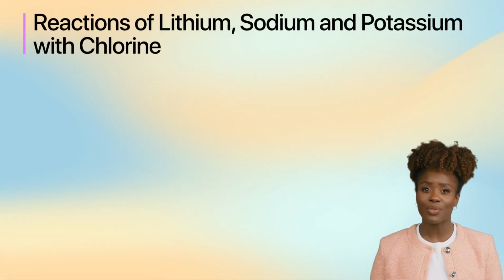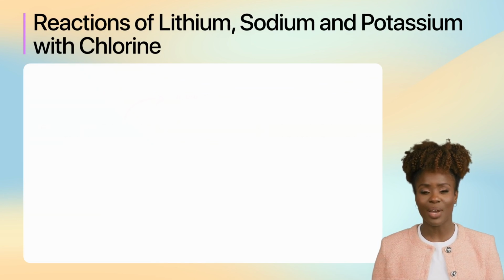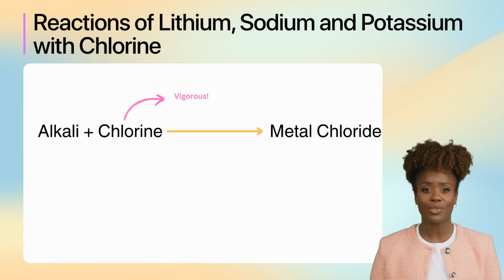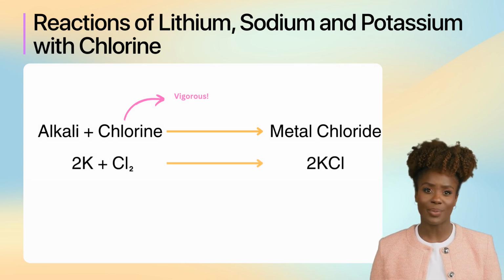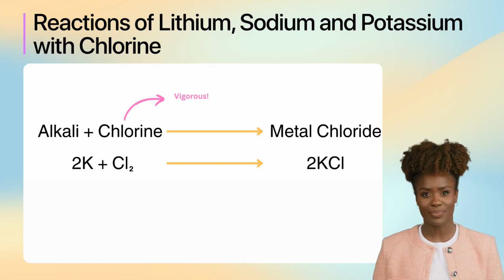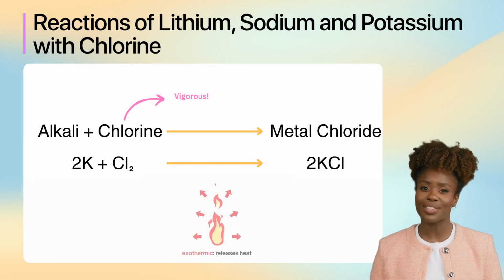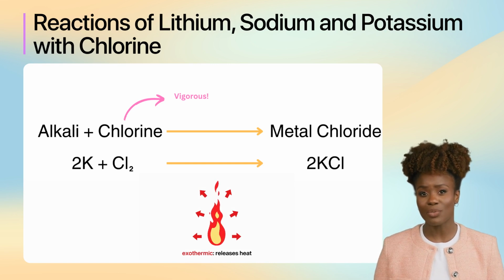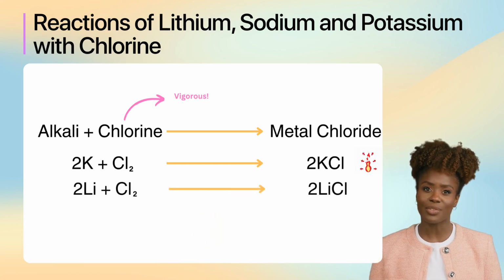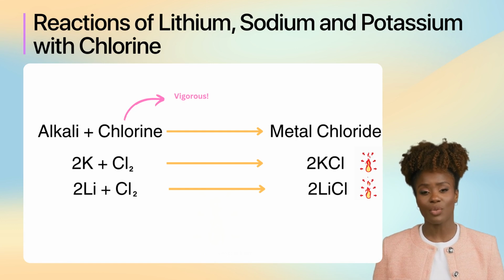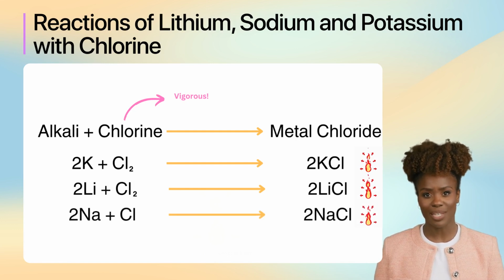Next, we focus on the reactions with chlorine. Alkali metals react vigorously with chlorine to form metal chlorides. For potassium, the reaction is represented by the chemical formula 2K plus Cl2 becomes 2KCl. This reaction is highly exothermic and may produce bright flames or sparks. The product is potassium chloride, a white solid metal chloride powder. This pattern of behavior follows for lithium and sodium as well, forming lithium chloride and sodium chloride respectively.